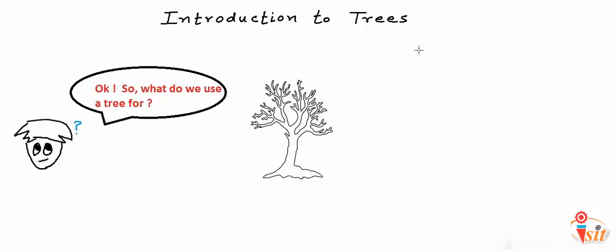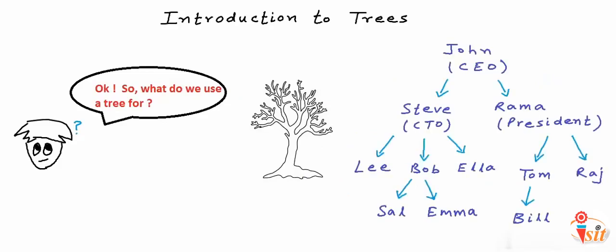For example, let's say we want to show employees in an organization and their positions in organizational hierarchy. Then we can show it something like this. Let's say this is organizational hierarchy of some company. In this company, John is CEO and John has two direct reports, Steve and Rama. Then Steve has three direct reports. Steve is manager of Lee, Bob, and Ella. They may be having some designation. Rama also has two direct reports. Then Bob has two direct reports, and then Tom has one direct report.